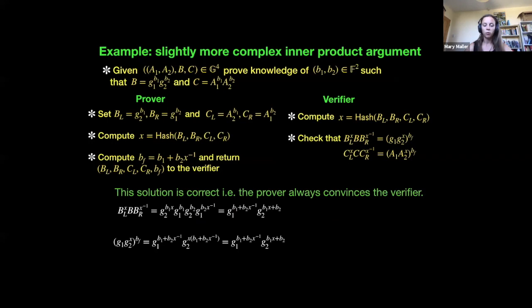And the general way you do this is you just expand out the equations. So if we just look at the first verification equation, BL to the power of x, B, BR to the power of x to the minus 1, we expand that out in terms of what we know BL to equal, what we know B to equal, and what we know BR to equal. Then first we're going to have that BL is equal to G2 to the power of B1.